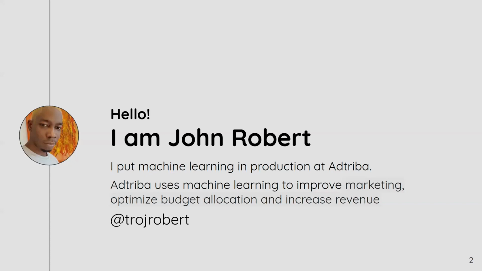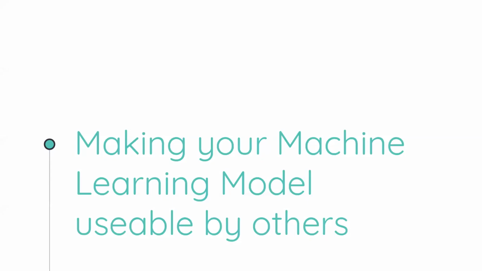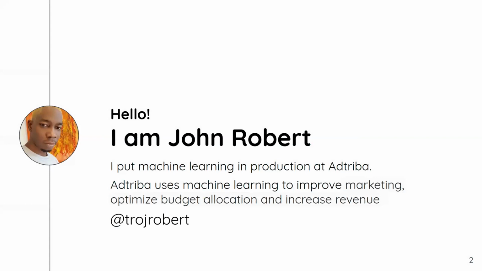I'm going to present today on making your machine learning model usable by others. This topic is going to focus a bit on what Magda said, but more on the deployment side. So you have your machine learning model that is working in your Jupyter notebook, and you know that it has 99% accuracy, but you also want other people to be able to use it and see that it actually has 99% accuracy.